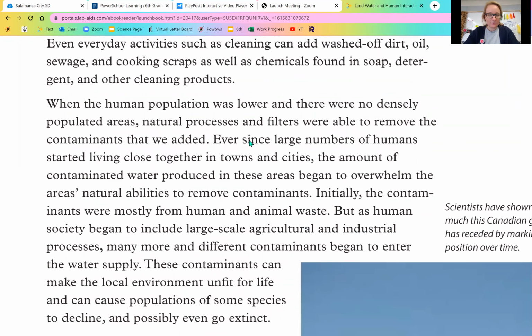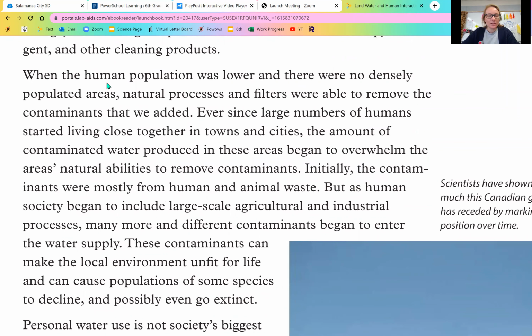Okay, we're here. When the human population was lower and there were no densely populated areas, natural processes and filters were able to remove the contaminants that we added. Ever since large numbers of humans started living close together in towns and cities, the amount of contaminated water produced in these areas began to overwhelm the area's natural abilities to remove contaminants. Initially, the contaminants were mostly from human and animal waste. But as human society began to include large-scale agricultural and industrial processes, many more different contaminants began to enter water.